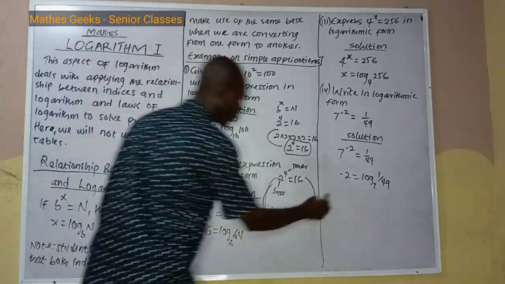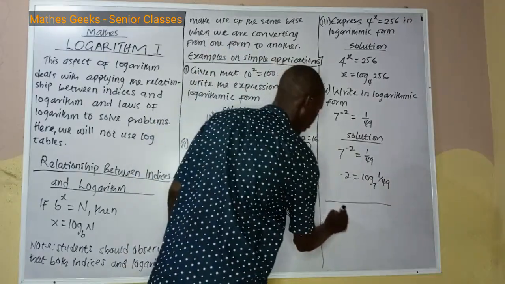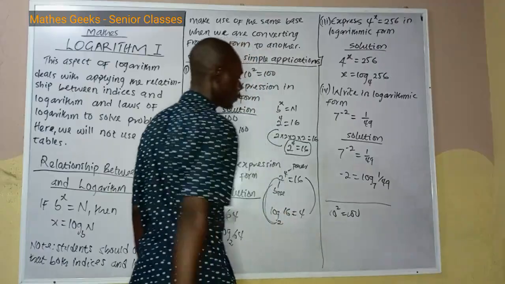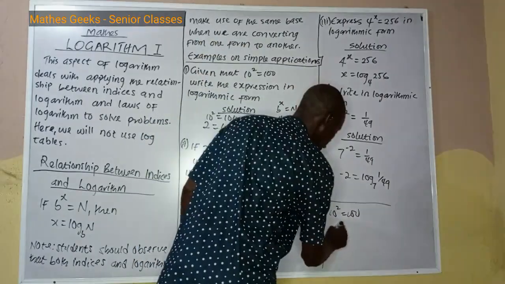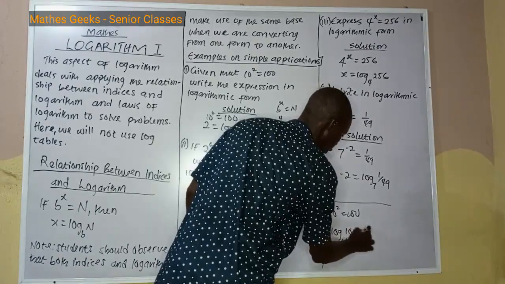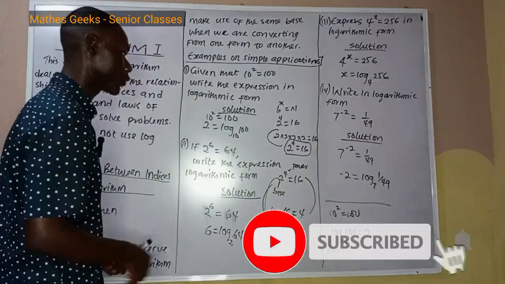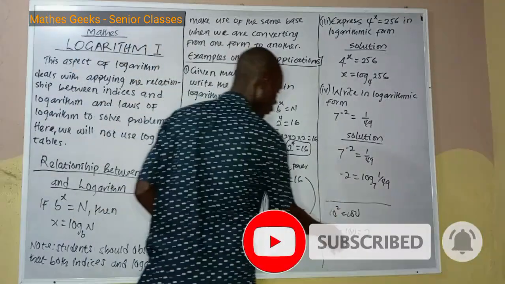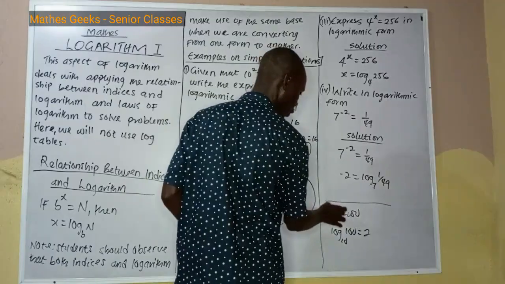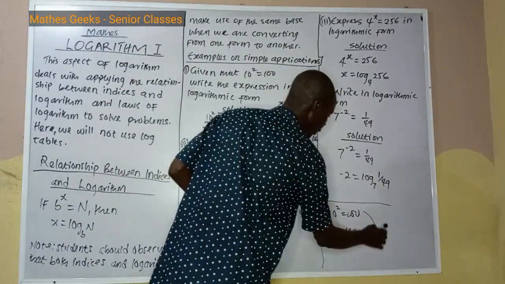Just write a log. So convert, assume I'm doing it here afresh. Let's say 10 raised to the power 2 is equal to what? 100. So to write this in log form, you say log 100 to the base 10, so the 100 is equal to the power. That's all you need to do. Logarithm of 100 to the base 10 is equal to the power 2. So that's just the relationship between indices and logarithms.